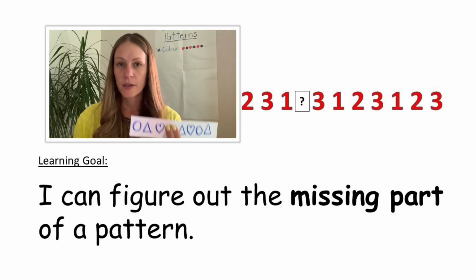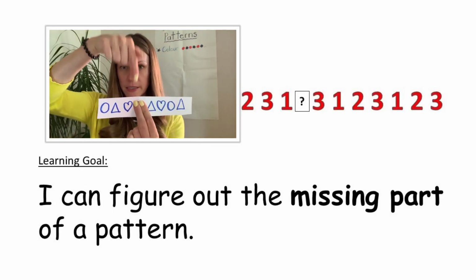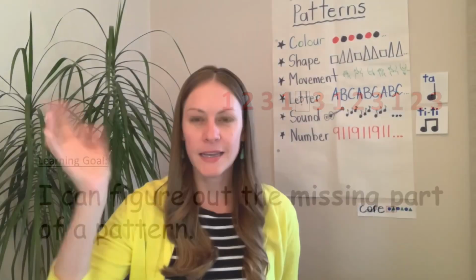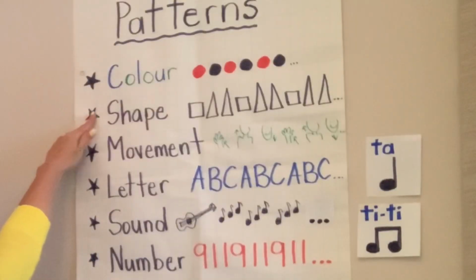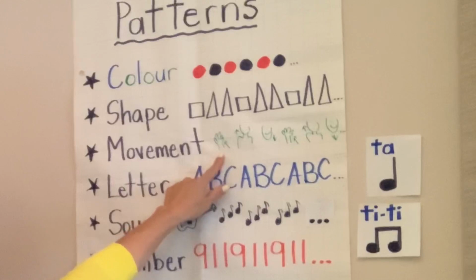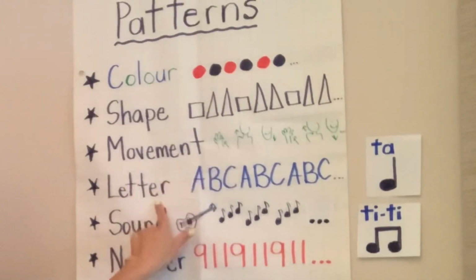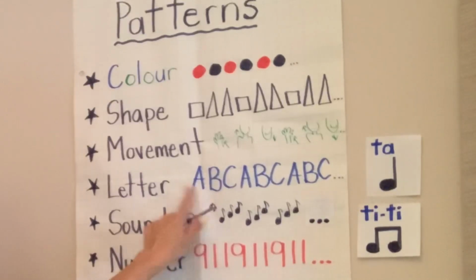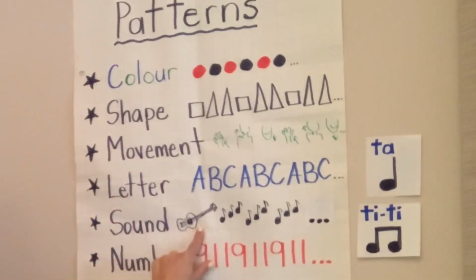Today's learning goal is I can figure out the missing part of a pattern. Hi everyone. We've learned about lots of types of patterns that repeat. We've learned about color patterns that repeat, shape patterns that repeat, movement patterns that repeat, like dances. We've learned about letter patterns and how we can make patterns with letters that repeat. Sound patterns, two different ways too, with notes and with rhythms. And we learned about repeating number patterns.